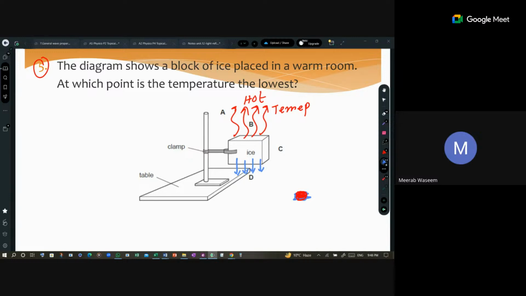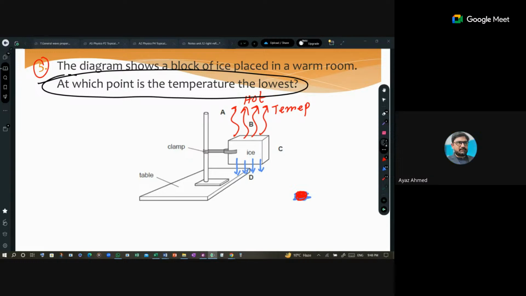Sir, D. Can you explain why D? You mentioned that the hot air will be above, so it's B. But the question is asking at which point the temperature is the lowest, and downwards the temperature will decrease. No, I did not say this thing. I take my words back. Obviously, I forgot, this was the meaning.